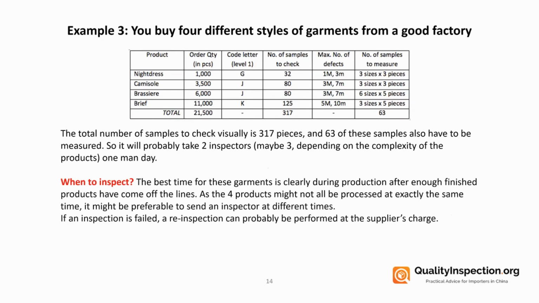Because the 4 products might not be processed at exactly the same time, the inspectors might come at different times to conduct the inspection when the products are being made. If an inspection of garments in this fashion is failed, a re-inspection can probably be performed at the supplier's charge.